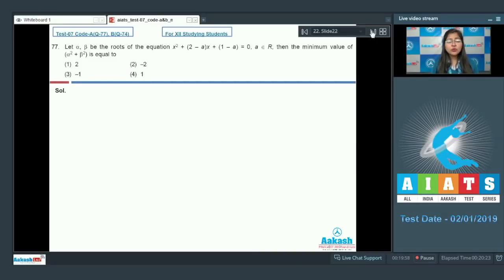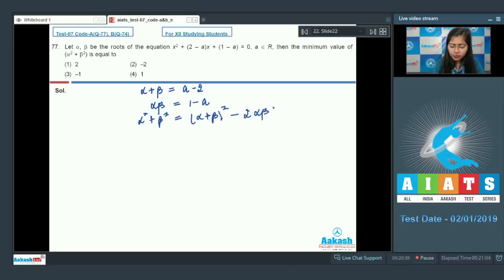Next is question number 77, which says: let alpha, beta be the roots of the equation x square plus (2 minus a) into x plus (1 minus a) equal to 0, where a belongs to R, then the minimum value of alpha square plus beta square is equal to. Now here it is given that alpha, beta are the roots of this given equation. So we can say that the sum of roots alpha plus beta will be equal to a minus 2 and the product of roots alpha into beta will be equal to 1 minus a. Hence the value of alpha square plus beta square can be equal to (alpha plus beta) whole square minus 2 into alpha into beta, right?